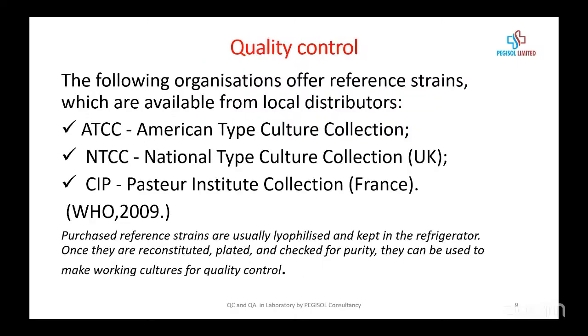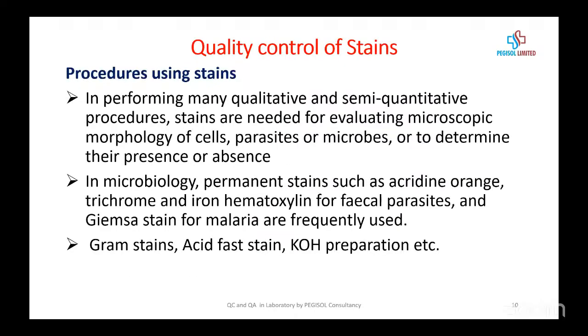The following organizations offer reference strains for microbiology. We have ATCC, the American Type Culture Collection, NCTC, the National Collection of Type Cultures, and CIP. You can purchase reference strains from these organizations. So let's look at quality control of stains.